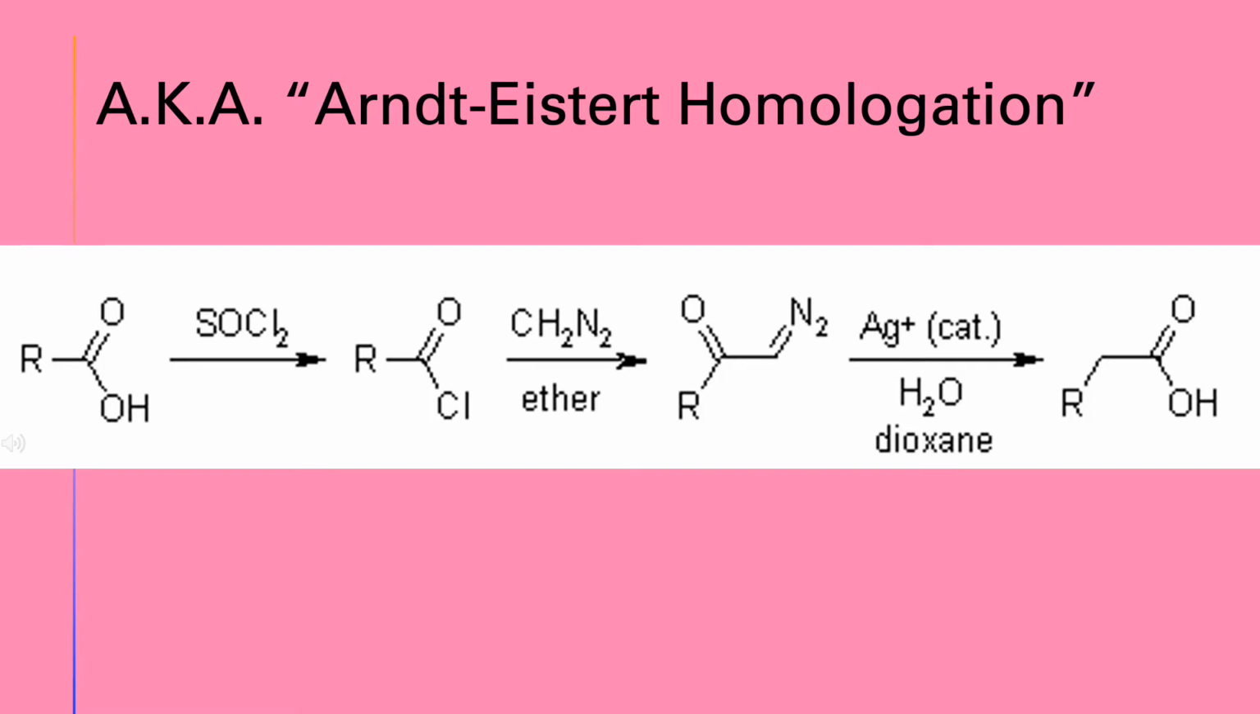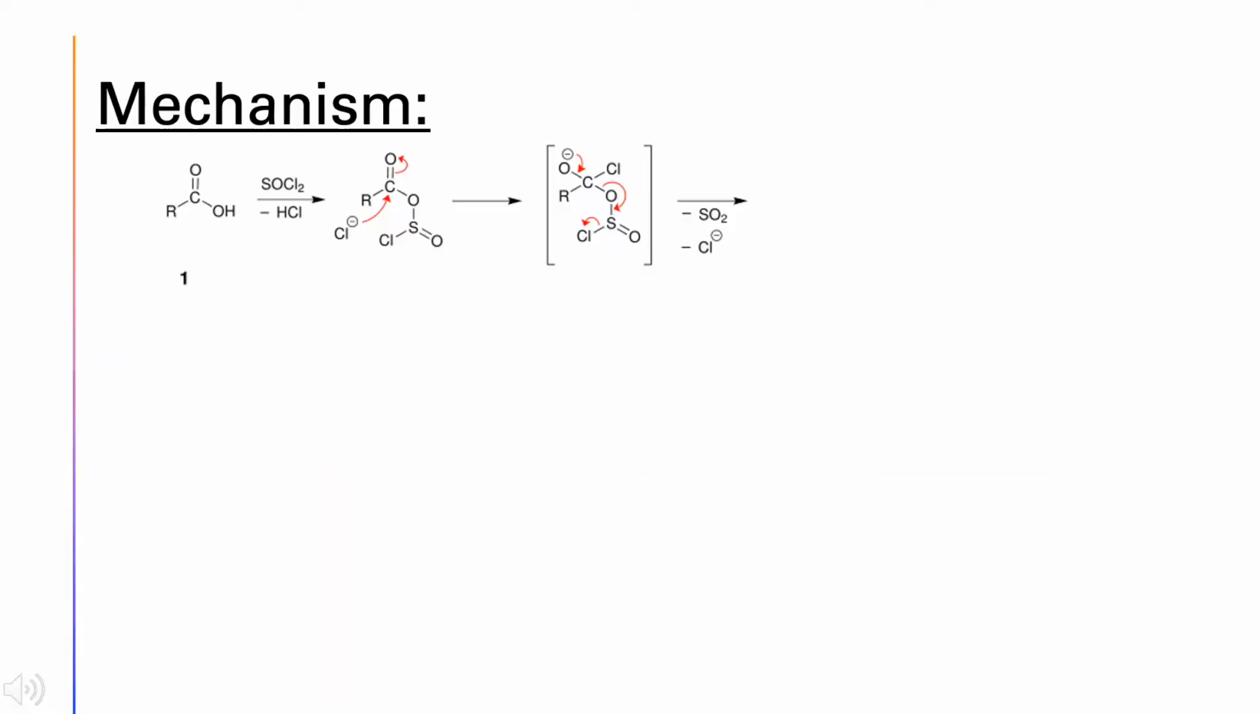The Arndt-Eistert synthesis is a series of chemical reactions that converts a carboxylic acid into the next higher homologue of that carboxylic acid. This process is known as homologation. In this reaction, diazomethane can insert a carbon between the carboxyl carbon and the adjacent carbon in order to make the chain one longer.